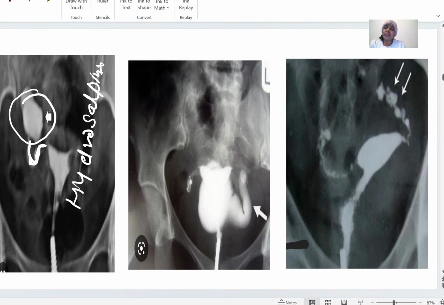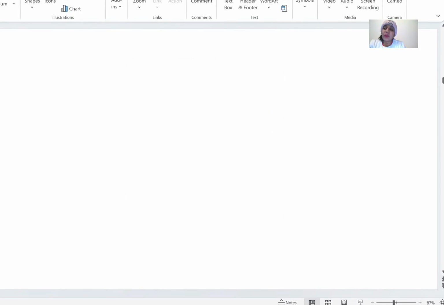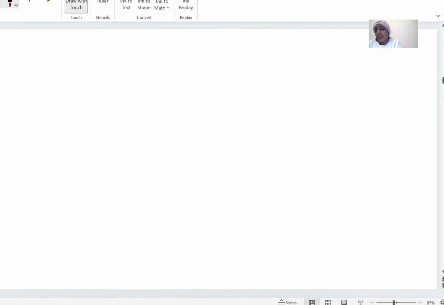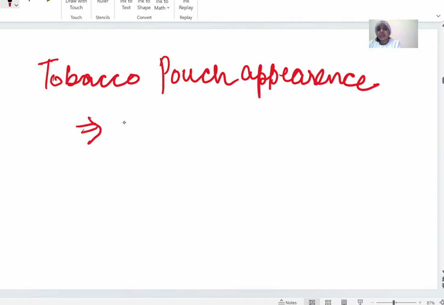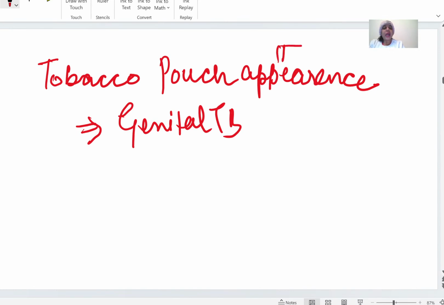What is this known as? Tobacco pouch appearance. And in which diseases is it found? Genital TB. This is tobacco pouch appearance, which means hydrosalpinx of the distal end.